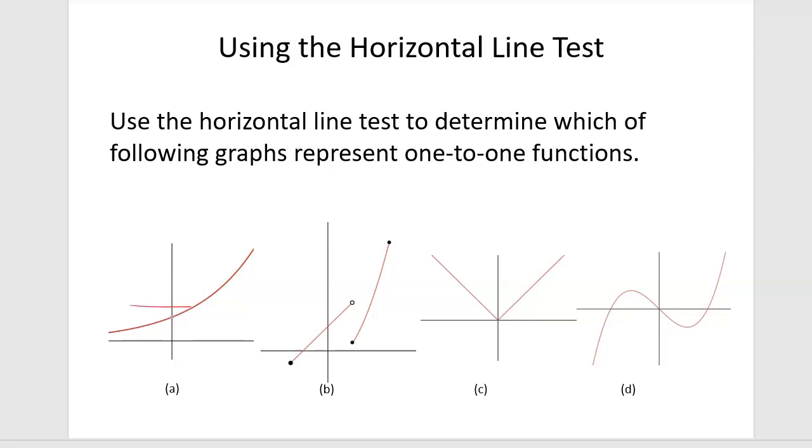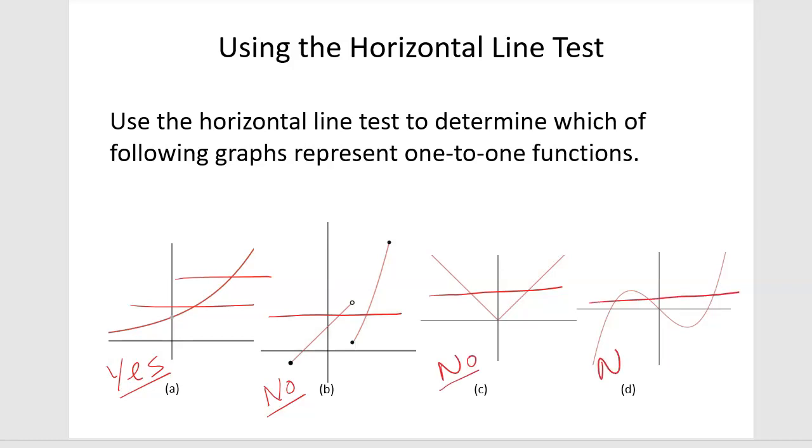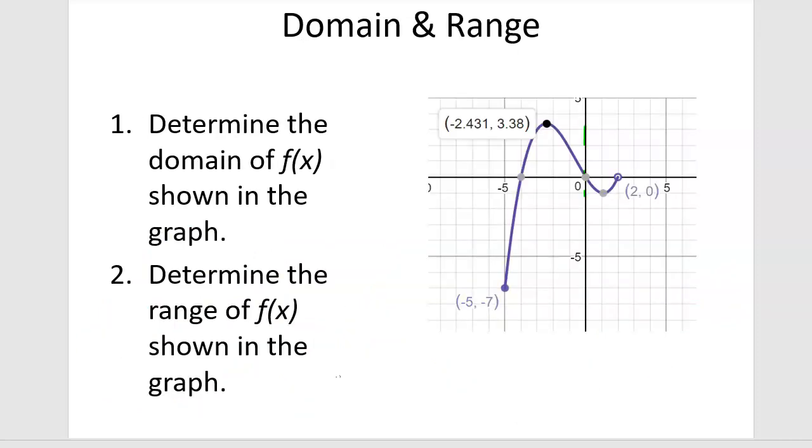Okay, so this one here passes. So yes, it's one-to-one. And these are all functions, by the way, so they've all passed the function test. And this next one here, the horizontal line test would fail. So it's not one-to-one. Horizontal line test fails here, so no, not one-to-one. And horizontal line test fails here, so no, not one-to-one. So this was the only one here that passed the one-to-one test. All right, so let's move on to domain and range.